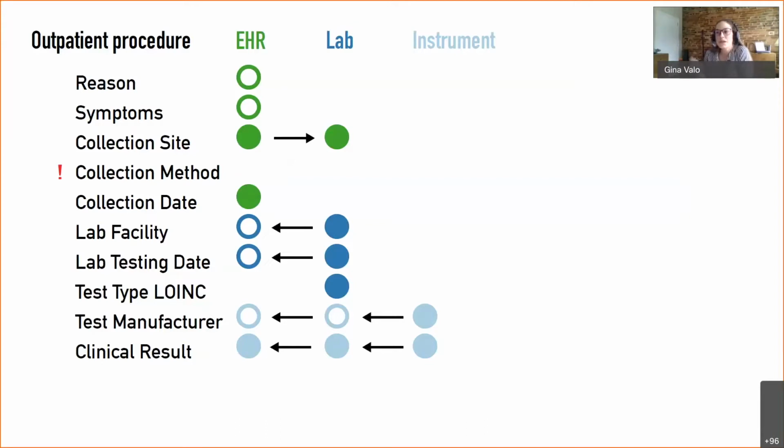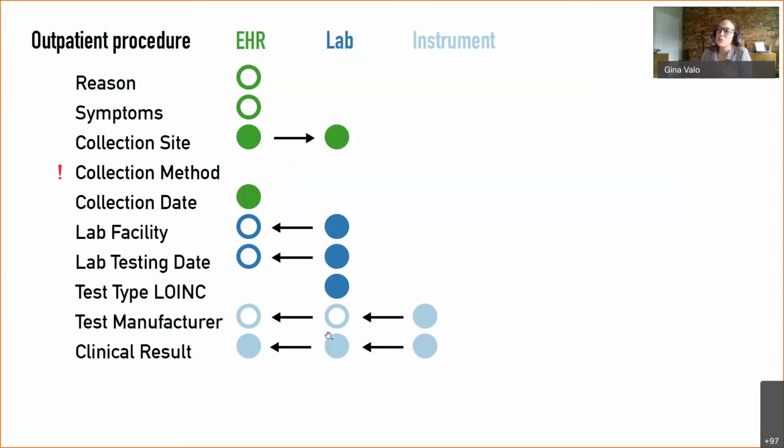You'll also notice the red exclamation point, which shows data that's not captured at all at any point along the process. And the important takeaway from this slide is that the data are created at every step in the testing process. And some, but not all data will move between systems. And as it moves, it can shift from being structured to unstructured.